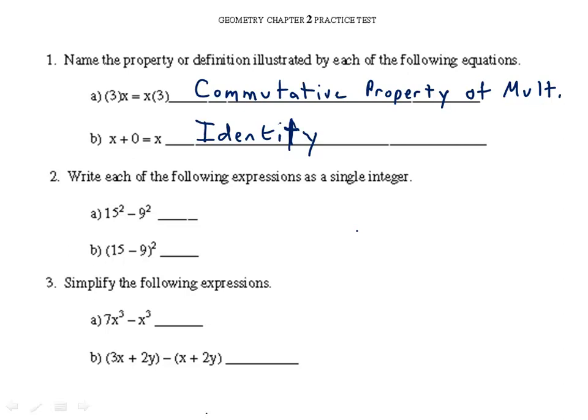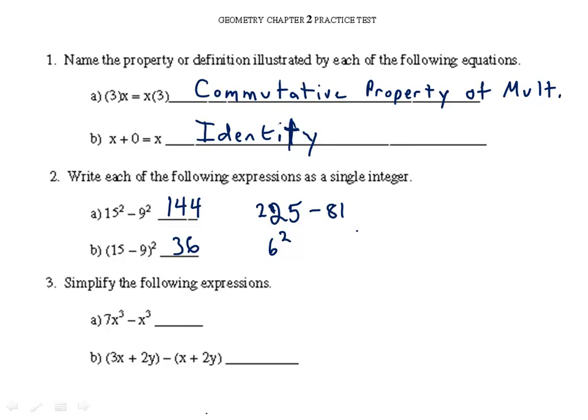They want you to see that 15 squared is 225. You have to do these exponents first. 9 squared is 81, so 225 minus 81 equals 144. Notice the difference between part A and part B. 15 minus 9 is 6. We have to do that because it's inside the parentheses first. And you know from PEMDAS, parentheses come first. So that's really 6 squared. 6 times 6, 36.